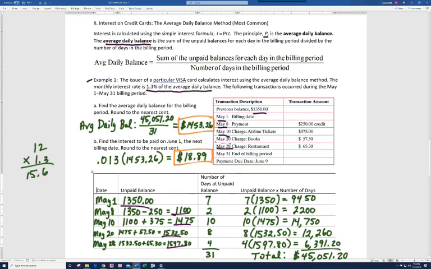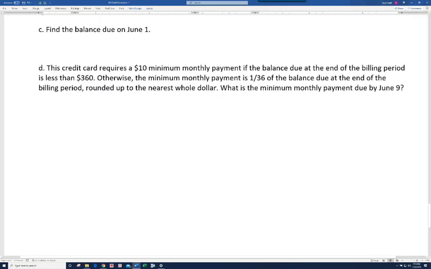Now, C is actually on the next slide, but I'm going to go ahead and do it here just because we've got everything we need right here. So for C, we're supposed to find the balance due. Well, think about what we owed at the end of the month. That was this $1597.80. Plus we have to add the interest for the month, which was $18.89. And so our new balance is going to be $1,616.69. All right, so let's go ahead and move on and wrap this up. So we already answered C.